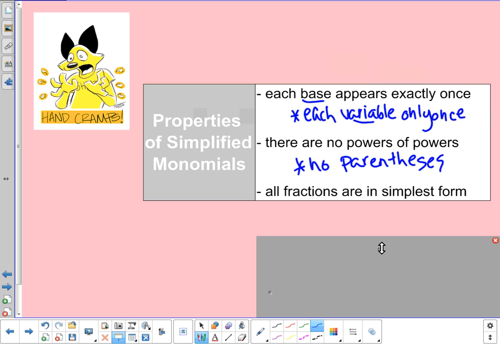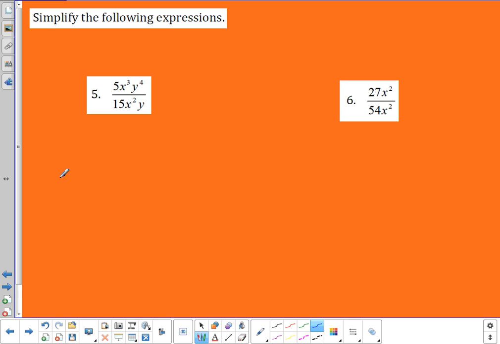Let's just flip over to the back and talk about number 5, and we'll kind of see if we can put some of this into light a little bit more. So number 5, I have 5x to the 3rd, y to the 4th, over 15x squared y. So I need to take each piece that's in common. If I look at the fraction, I know that I can reduce 5/15 by 5. Both of them are divisible by 5. So if I divide 5 by 5, I'm left with 1. If I divide 15 by 5, I'm left with 3.